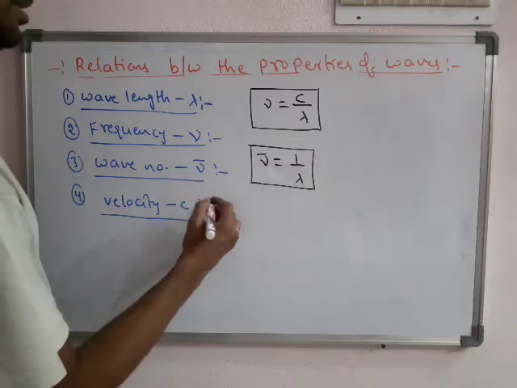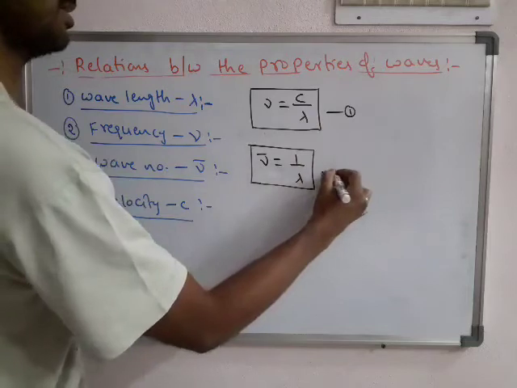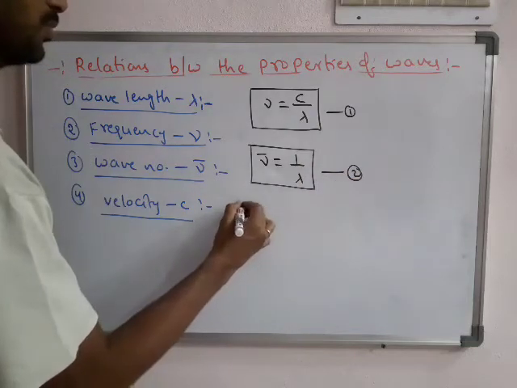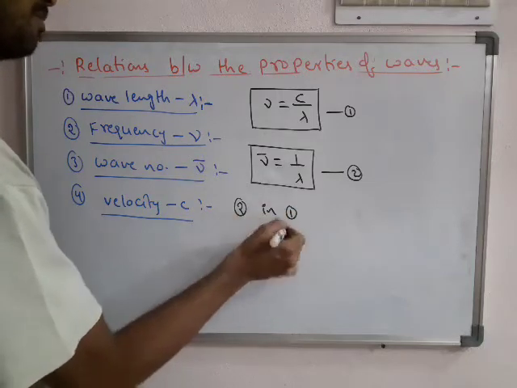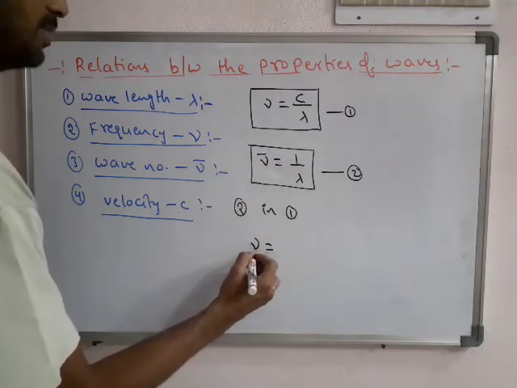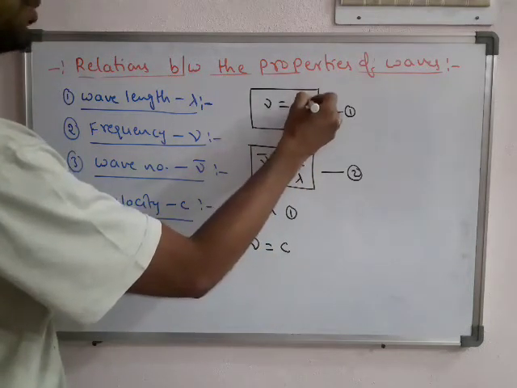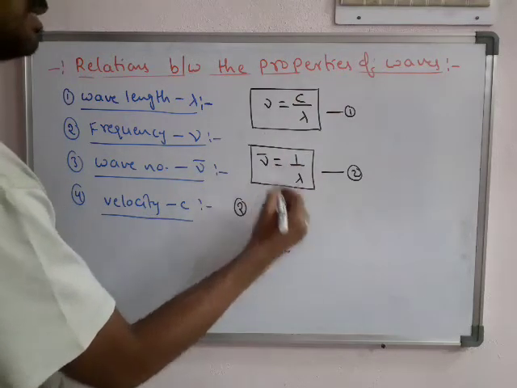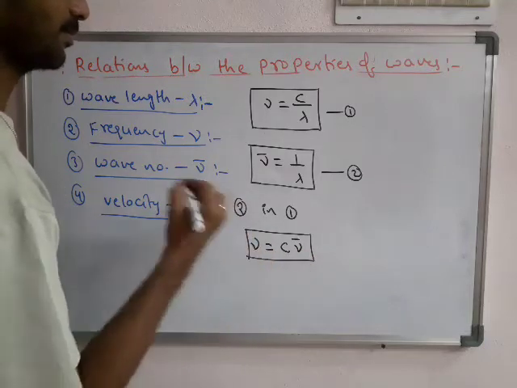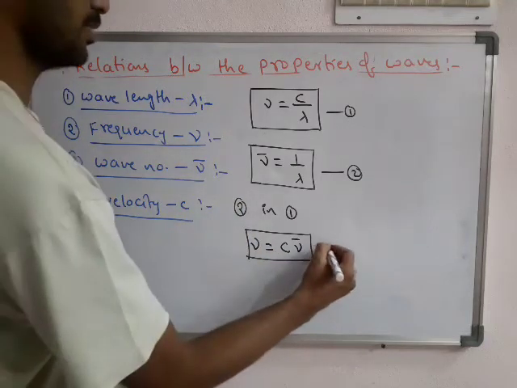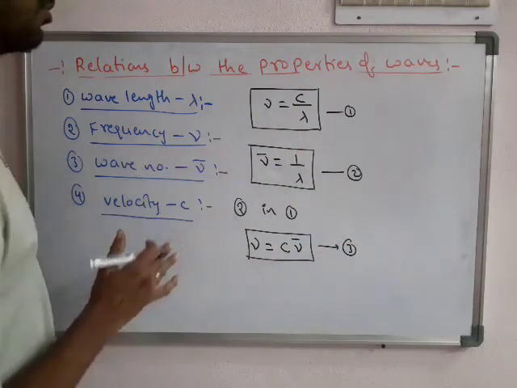Here, say this is the first formula and this is the second formula. Apply the second formula in the first. What happens? Nu is equal to c into 1 by lambda, and 1 by lambda we can write as nu bar. So nu equals c nu bar. These are the standard relations between the wave properties.